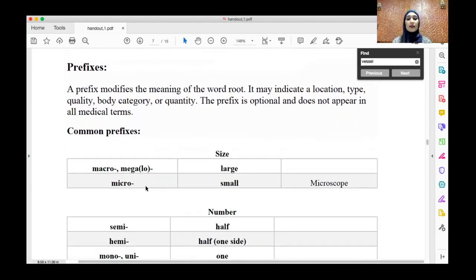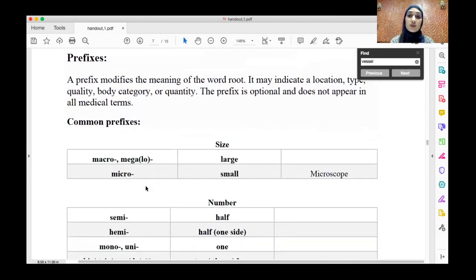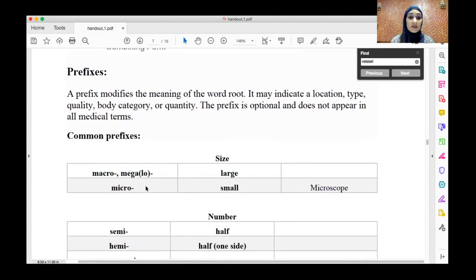So this part that we have taken was related to the roots, and as we said, most of the roots refer to the body parts. Here we have the prefix. A prefix modifies the meaning of the word root. It may indicate location, type, quality, body category, or quantity. The prefix is optional and does not appear in all medical terms.